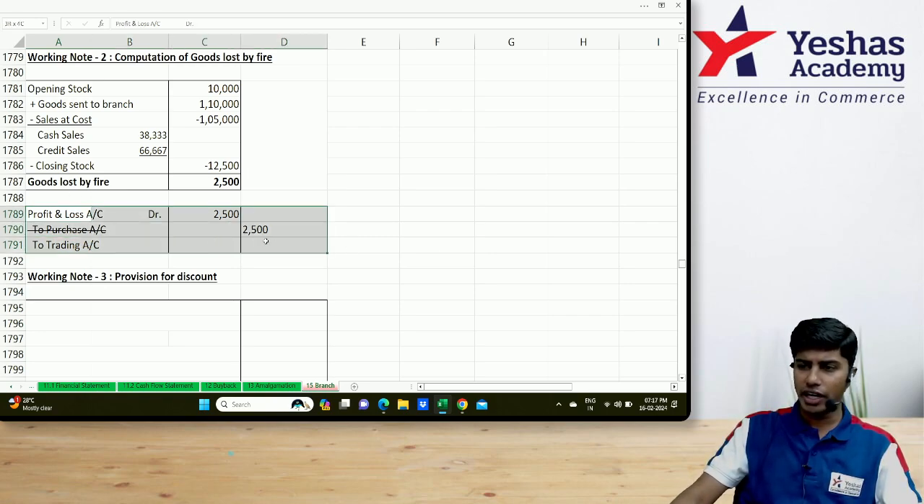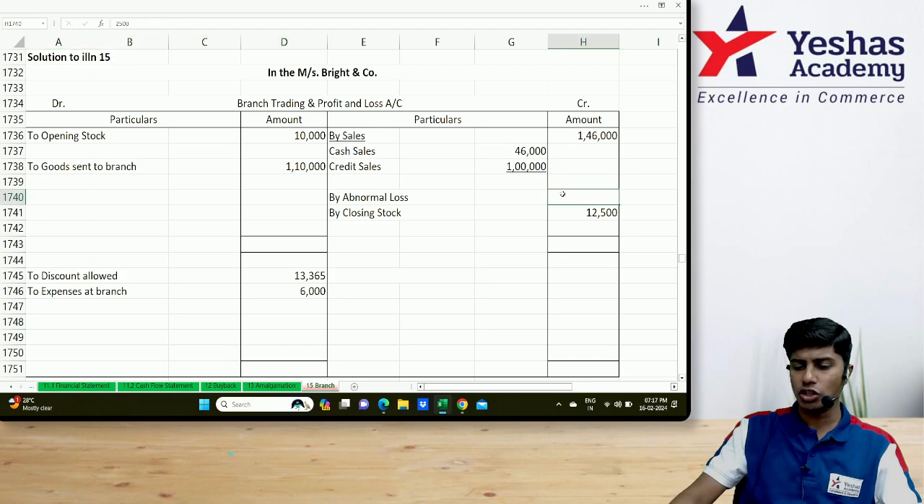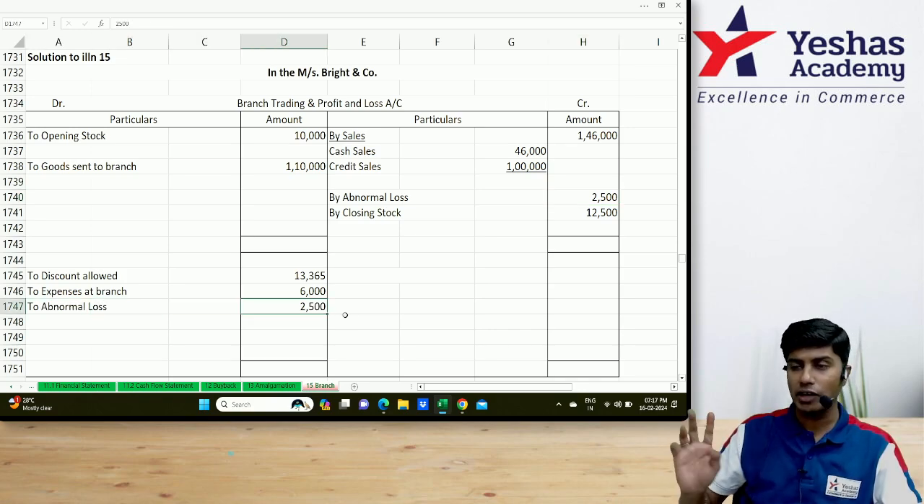So I will write it on the trading account credit side rather than deducting from goods sent to branch. The entry is P&L to trading. In my trading account, I'll write credit side because the stock is going out, 2,500. This is for accounting for reduction of stock. I'll write in my P&L account debit side. This is to give impact on net profit.